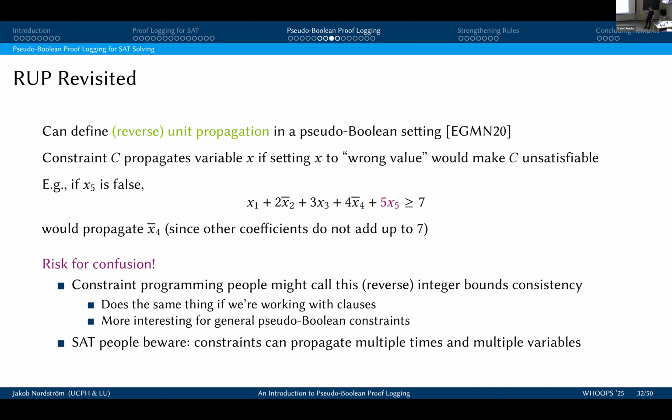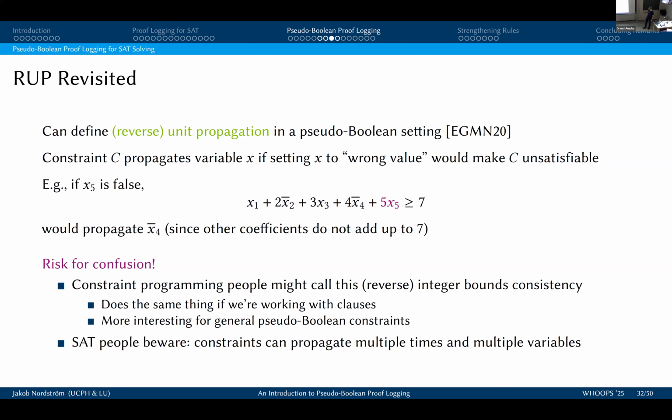If you're from a constraint programming background, my constraint programming friends tell me that they would call this maybe reverse integer bounds consistency. It's interesting when you work with pseudo-Boolean constraints, and this is one reason to be careful if you come from a SAT background, because in contrast to clauses, constraints can unit propagate several variables now, not just one, and they can also propagate at different levels. I set one variable, and then I get one propagation. Later, I set a few other variables, and now the same constraint would propagate again, but some other variables.